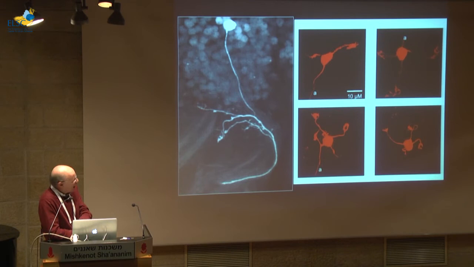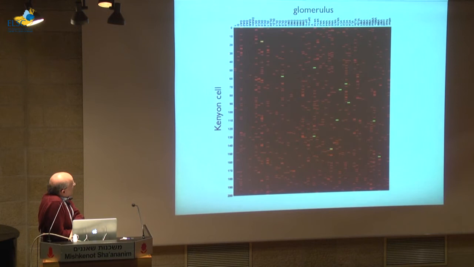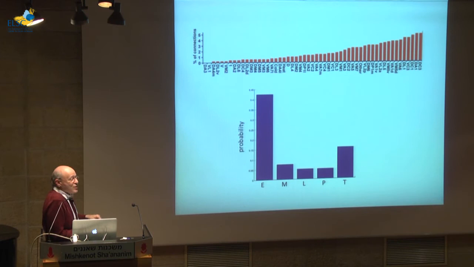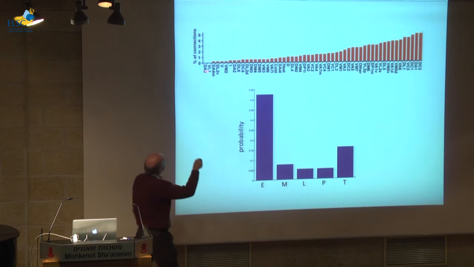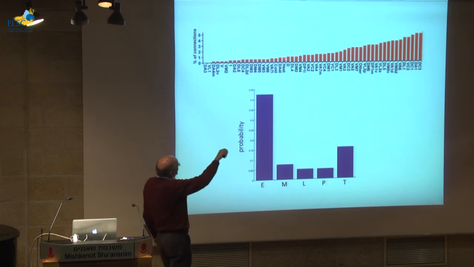We showed through experiments I won't describe here, we could actually get a connection matrix between the glomeruli in the antennal lobe and the Kenyon cells in the mushroom body. We could do exactly the same thing as we did with the electric fish. In this case, there were these five different types of input. In this case, there are 50 different types of input because of all the different glomeruli. But we could get a histogram of the frequency of those, exactly the same with this.